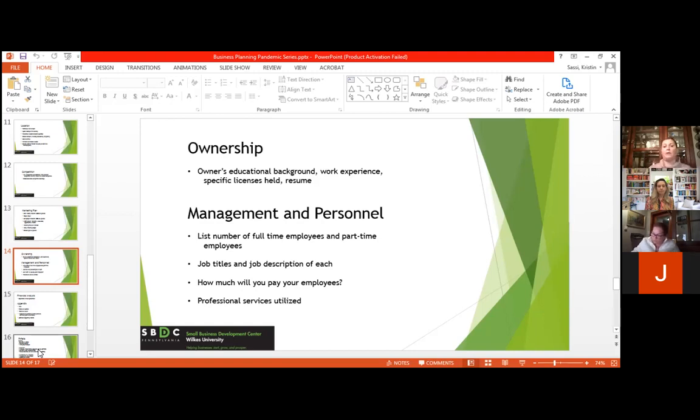Management and personnel, you're going to want to list the number of full-time employees and part-time employees. You want job titles for each person and a job description for each. And then how much you plan to pay your employees. And then any type of professional service you may utilize for the business, so whether it's an accountant or an attorney, you would want to put into this section.